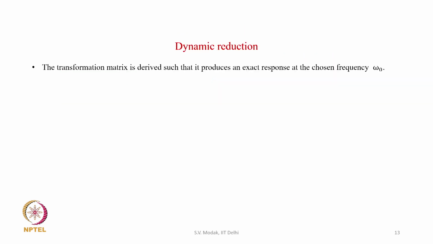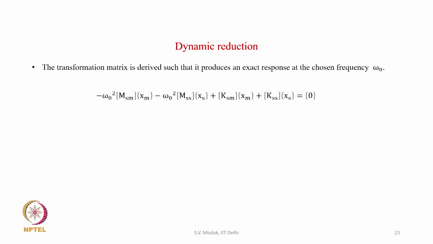So, there is a variation of this technique in terms of dynamic reduction. The dynamic reduction technique is a modification of the Guyan reduction technique. Here the dynamic equilibrium at the slave DOFs is not considered at omega equal to 0, but at a frequency omega equal to omega naught, right. So, omega naught can be chosen. Therefore, if we write the dynamic equilibrium at the slave DOFs at omega equal to omega 0, we get this equation, right. Here we see that now the inertia forces at the slave DOFs corresponding to frequency omega naught are taken into account.